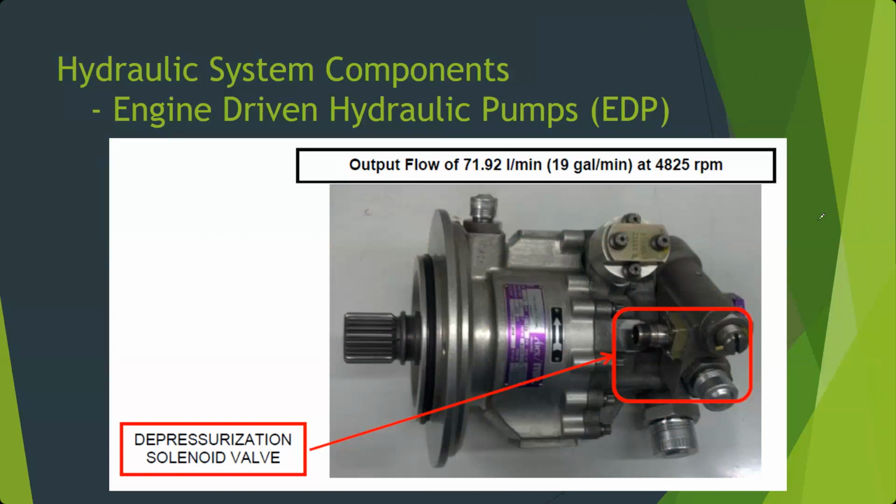Yep, okay. So again, similar components. Now we can see the spline shaft on the left that would connect to the accessory gearbox on the engine. We have our suction line, our inlet. We have our pressure line coming above it, and then we have a case drain line right over here. And then here's that depressurization solenoid to be able to shut the pump off. And the pump itself lives in this area.